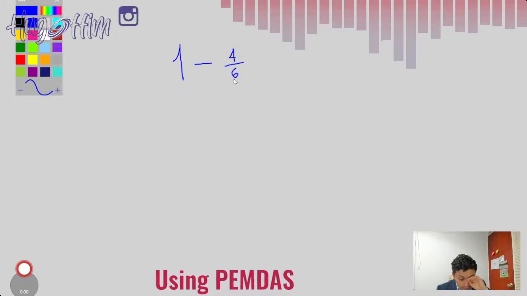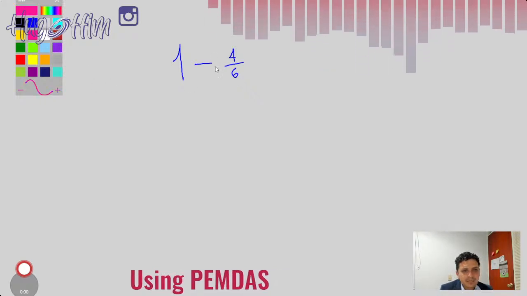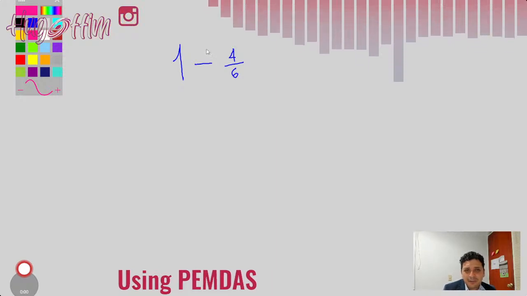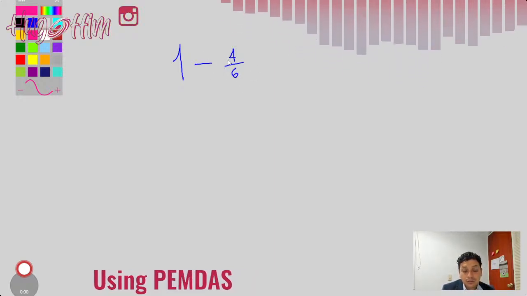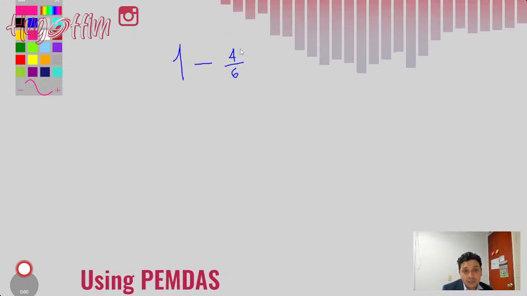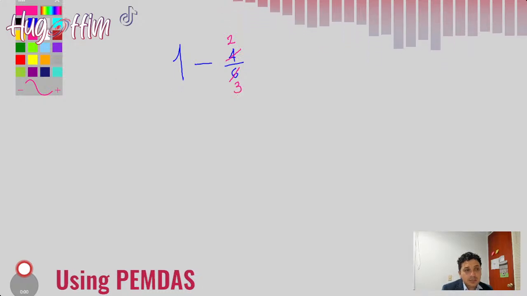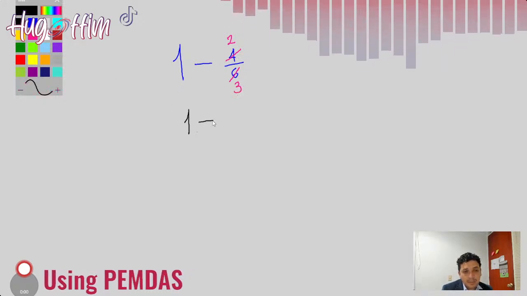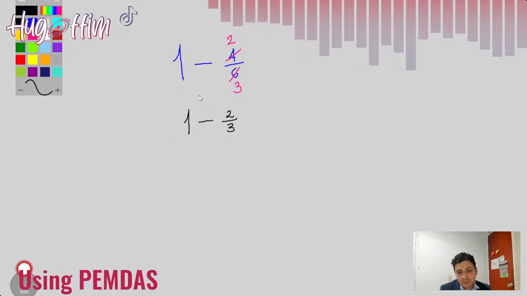Now, here, what I suggest you do first is simplify the fractions. Every time you have a fraction, try to simplify it. Divide by common factors. In this case, the common factor is 2, right? So 4 divided by 2 is 2. 6 divided by 2 is 3. So I'm going to get 1 minus 2 over 3. Okay, this is the first part.